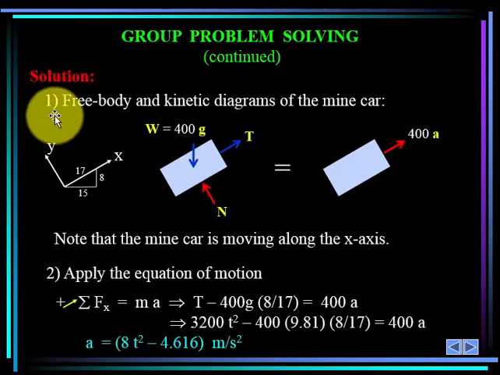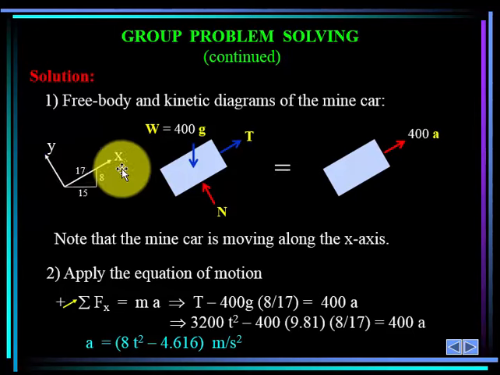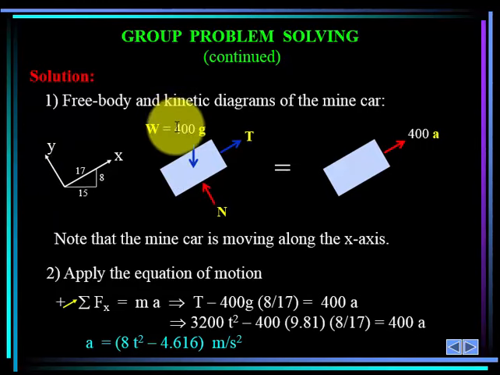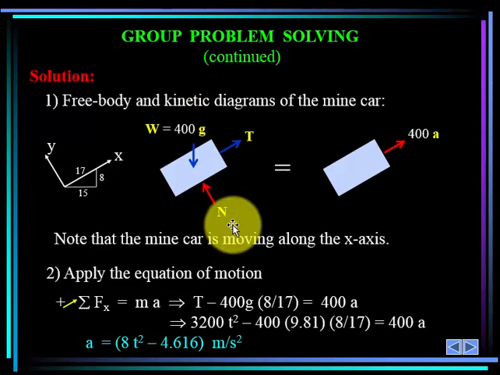The free body diagram, very important. Draw the coordinate system. Label the positive directions so that we can put appropriate signs on the terms when we write the equations of motion. On the free body diagram, we have the weight acting downward, the mass of 400 kilograms multiplied by the gravitational acceleration. We have the normal force acting in the upward y direction.